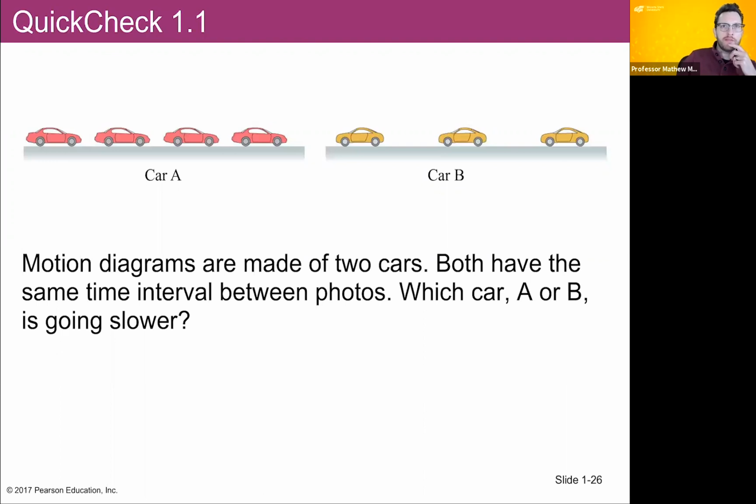Remember, how are we going to find if they're moving more slowly? We can reduce the car to a point, try to draw the velocity vectors by connecting the points with an arrow, and the one that has the smaller arrow is going to be moving more slowly.